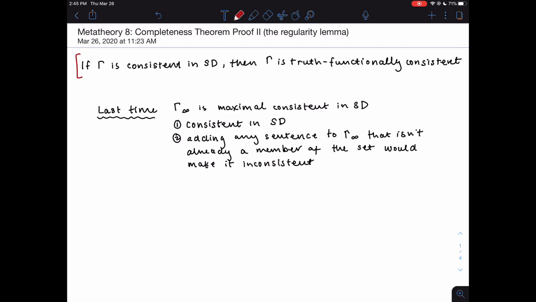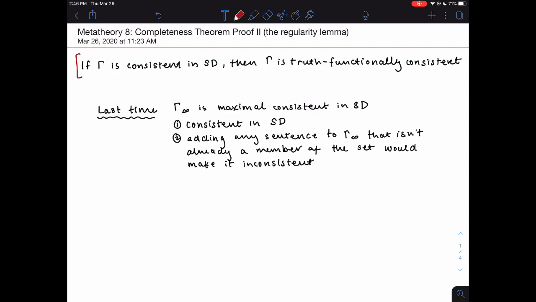Remember that this isn't exactly what the completeness theorem says, but this claim does have the completeness theorem as an immediate consequence. So it's totally fine that we're proving this instead of the completeness theorem as it's usually stated. Okay, so last time we built this infinitely large set called gamma infinity, and we showed that gamma infinity is maximal consistent in SD.